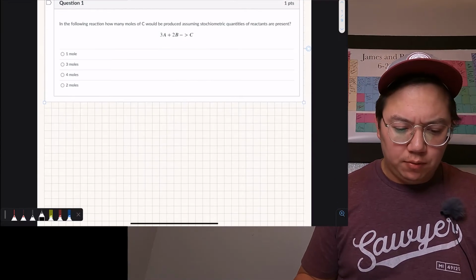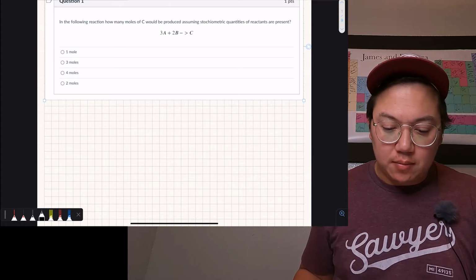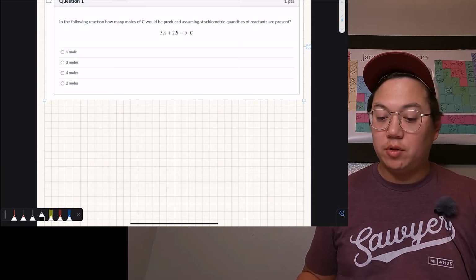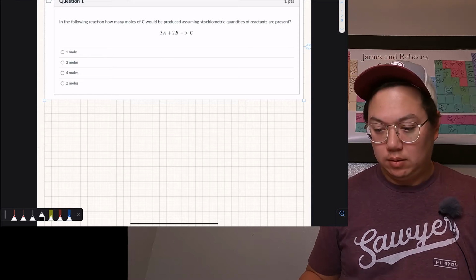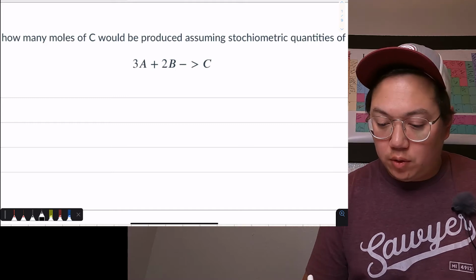This is chapter 8. We're going to do the quiz walkthrough. So for question 1, in the following reaction, how many moles of C would be produced assuming stoichiometric quantities of reactants are present? So this question is testing if you really know the word stoichiometric.